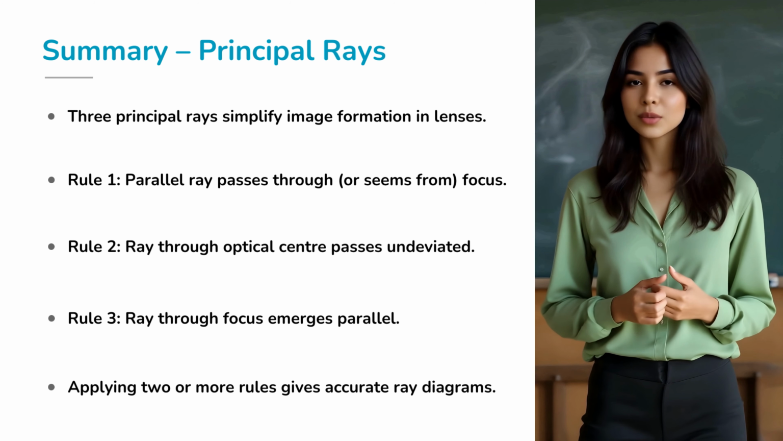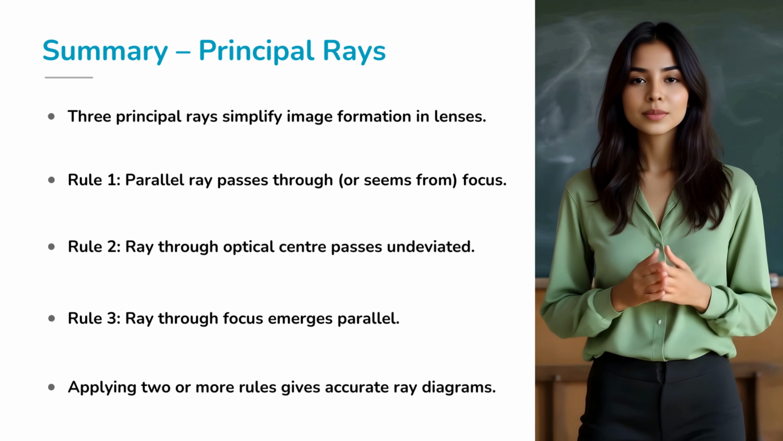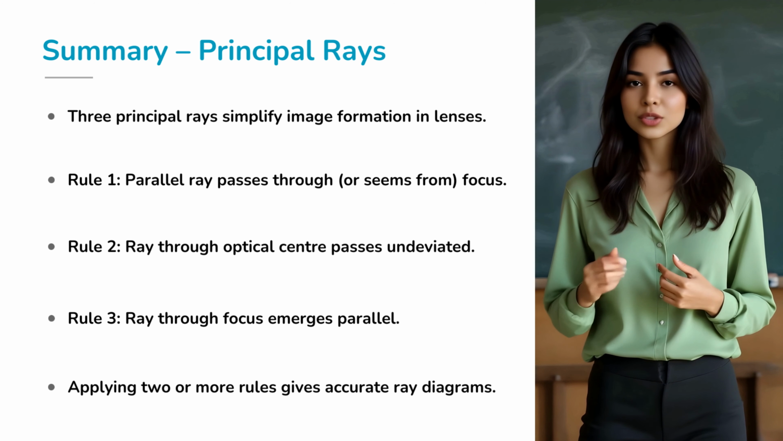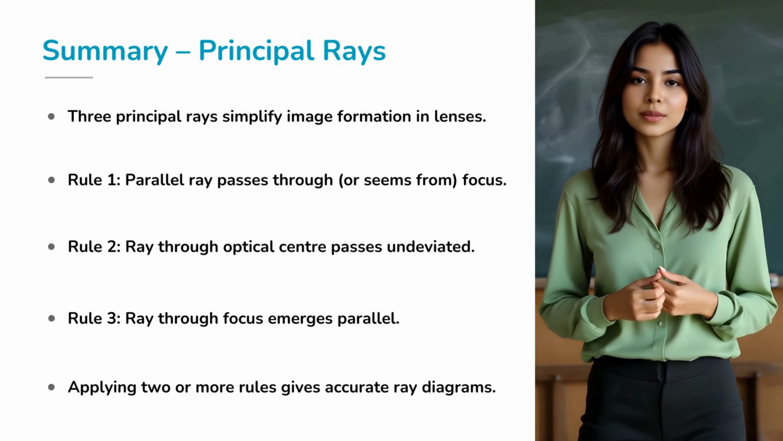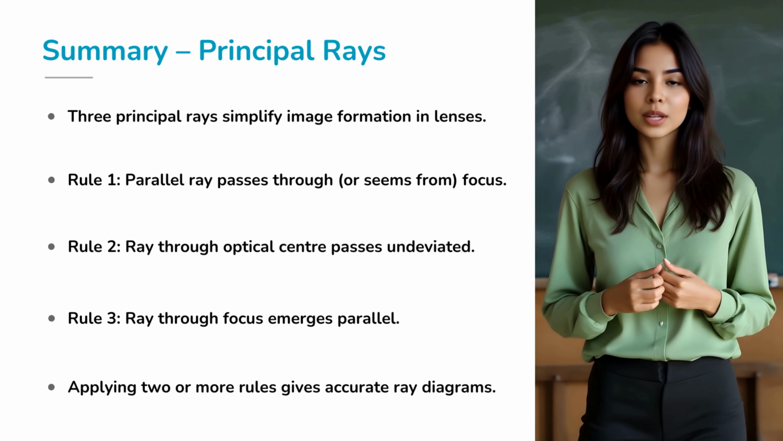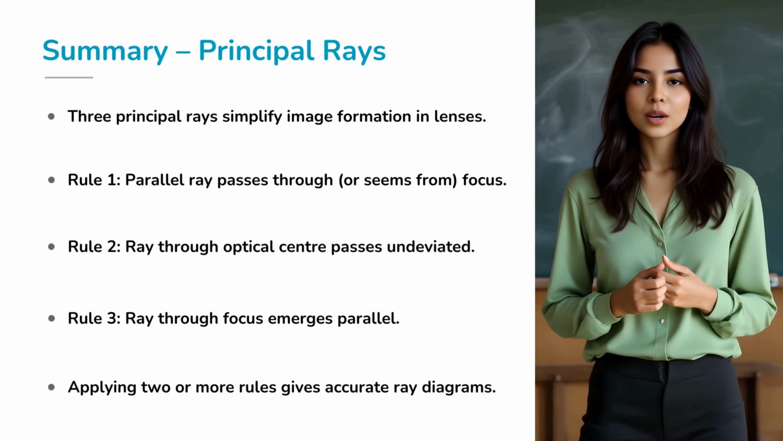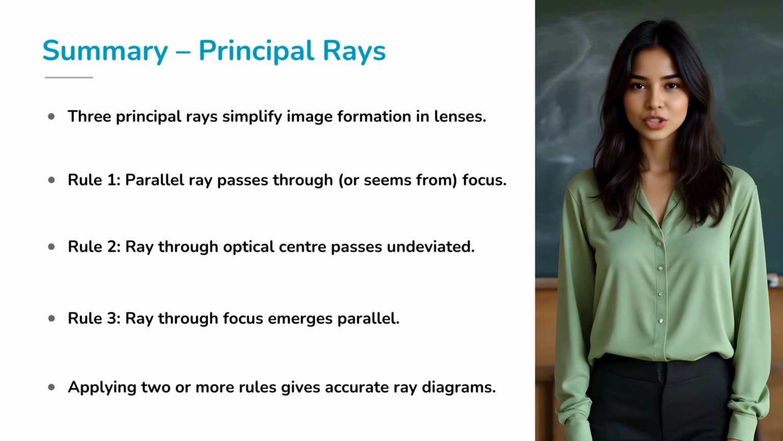Rule 3. A ray through the focus emerges parallel to the principal axis. This is just the reverse of Rule 1, and it gives a nice symmetry. Parallel and focus are like best friends exchanging paths. Finally, when we apply 2 or more of these rules together, the rays intersect, or appear to intersect, and that gives us the position of the image.